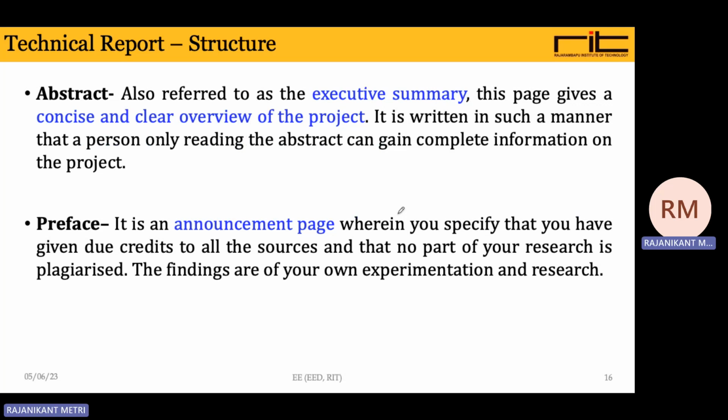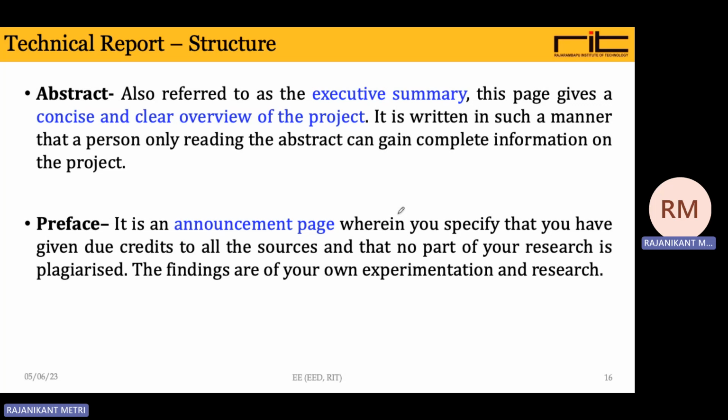Next is the abstract. It is referred to as the executive summary of your work, and it gives a concise and clear overview of your project, the overall work, whatever you have done. It is written in such a manner that a person only reading the abstract can gain complete information on that project or the work you have carried out. So it is like an executive summary, and it should be concise and clear.